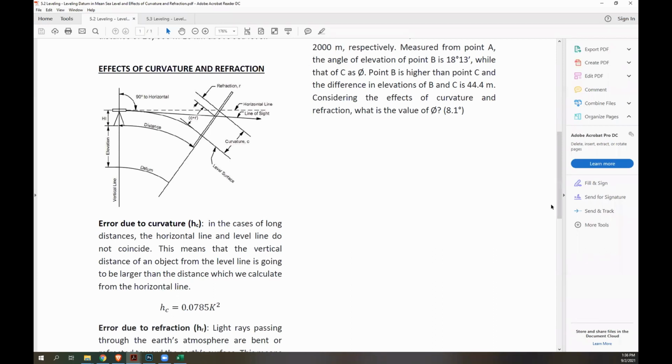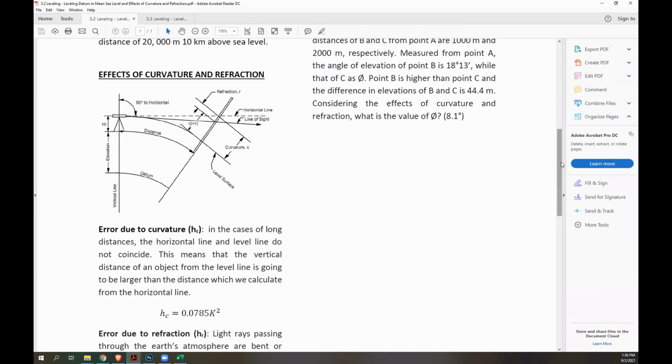Previously, your mean sea level isn't much of a correction, more on standardization. So you want to convert readings taken at a certain height into what it would be if it was taken at sea level. Okay. Now let's talk about the other effect for leveling, which is the effect of curvature and refraction.